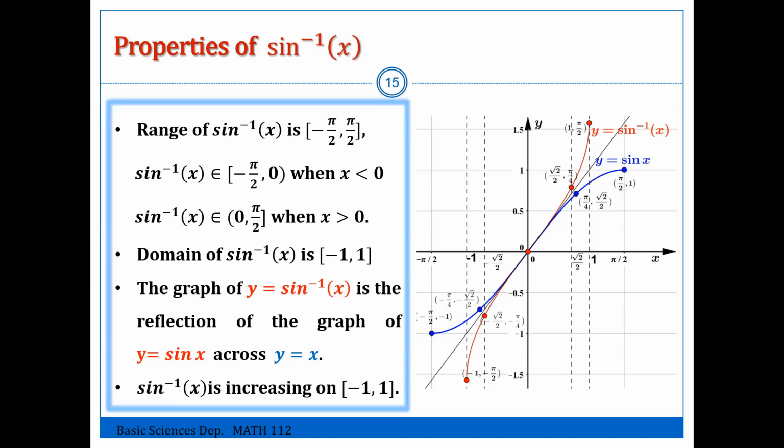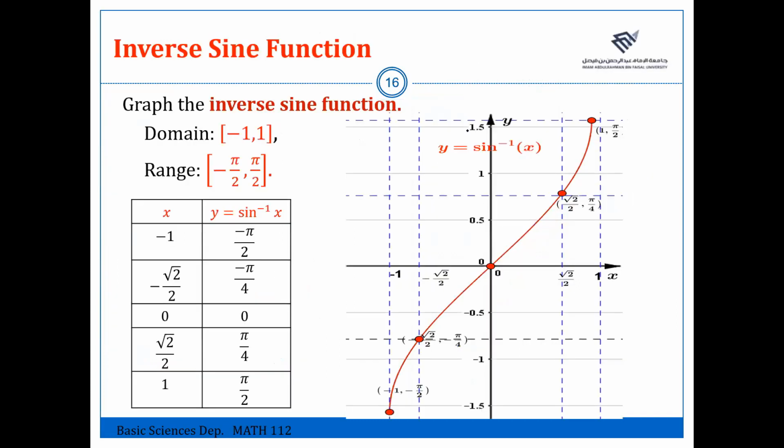So if the input is negative, the angle will be between minus pi over 2 and 0 in quadrant 4, so it gives me a negative angle. And if x is positive, we get an angle in quadrant 1. So using the calculator, I get an angle here in Q1 or in Q2. I never get directly an angle in Q3 or Q4. Okay, so this is the graph.